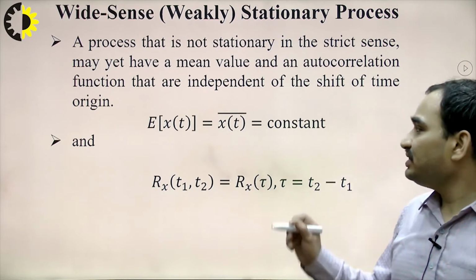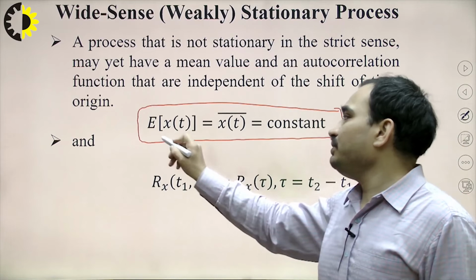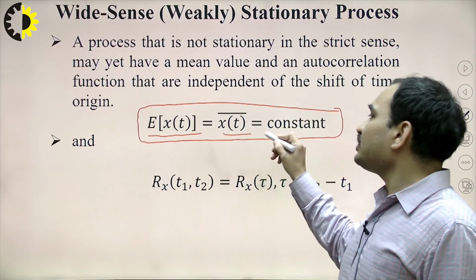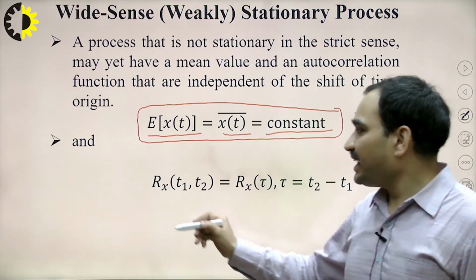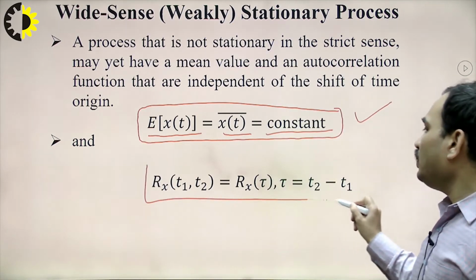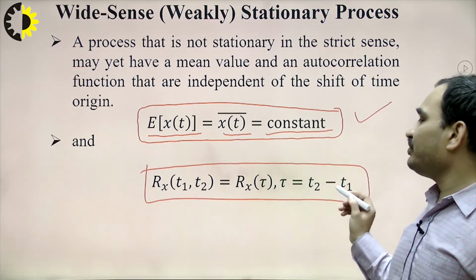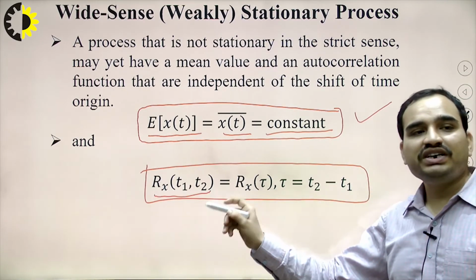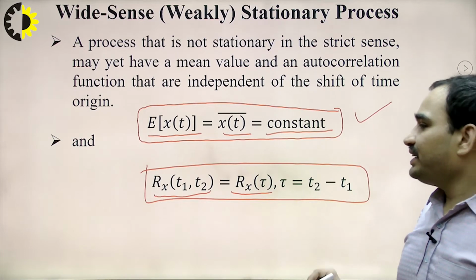So what is the mean? So the mean should be constant. So the mean, expectation of x(t), or you can say x bar(t), is constant. So the first condition is that the mean should be constant. The second condition is that the autocorrelation function will depend on the time difference. So here we can see the autocorrelation function at two different time instants t1 and t2 is equal to the autocorrelation function R x(tau).